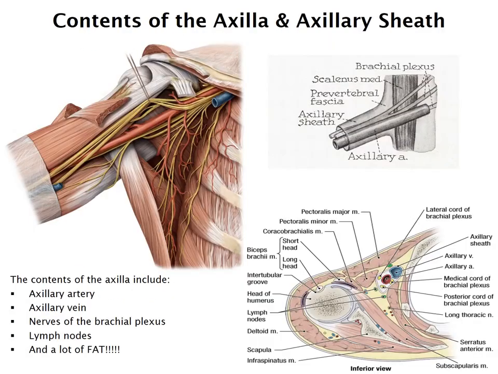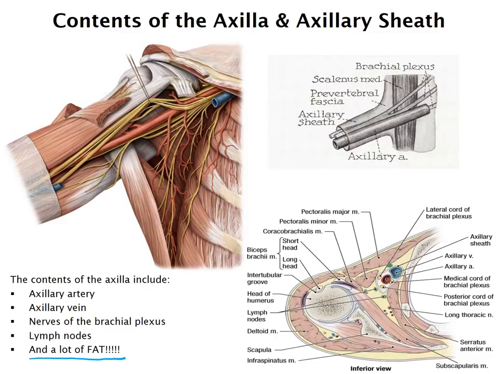Within the axilla, you will be identifying the axillary artery and all of its branches, the axillary vein, the nerves of the brachial plexus, and you might find a few lymph nodes. Along with those structures, you're going to find and pick through a lot of fat.